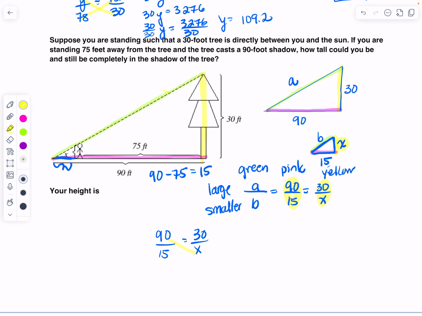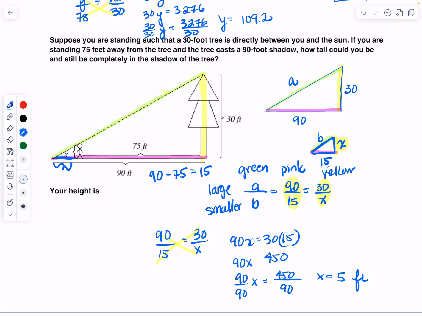Again, we're going to cross multiply these. So this becomes 90X equals 30 times 15. Okay, so 30 times 15 is going to give me 450. Now I'm going to take and divide 90 off of both sides. And this works out quite nice, because when you do the math, you get 5. So that person has to be 5 foot tall.